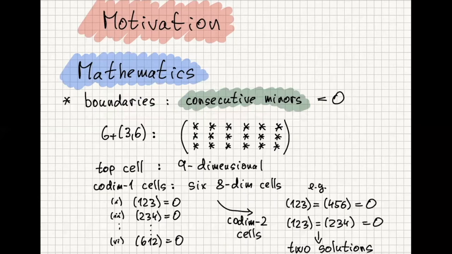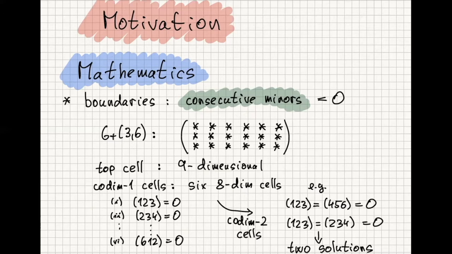We will not use all of them, but we will do a survey of what we need later. Okay, now the boundaries of this space are reached when we send a consecutive minor to zero. So all the ordered minors are positive, like the 1, 3, 5 minor is positive, 1, 4, 6 is positive. But the only minors we are allowed to send to zero to go to the boundary of this space are the ones which are consecutive, like 1, 2, 3, 2, 3, 4, 3, 4, 5, and so on. So here for G+(3,6), there are 6 of them.